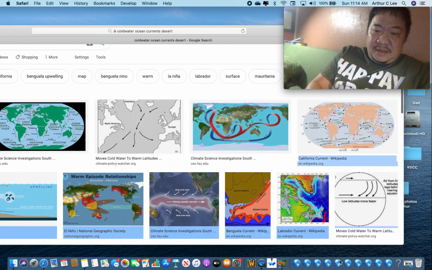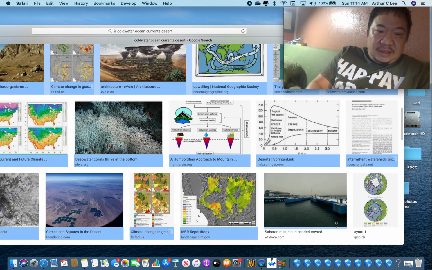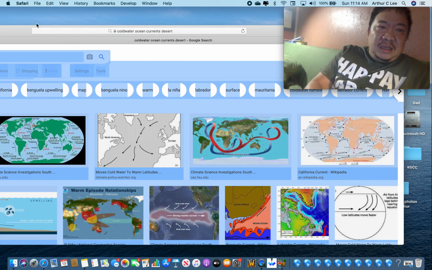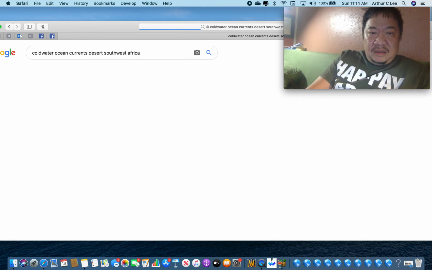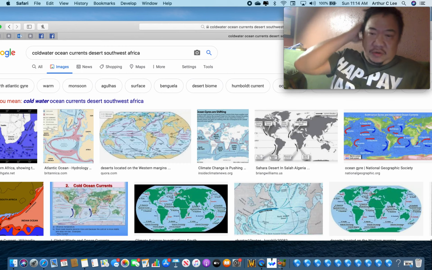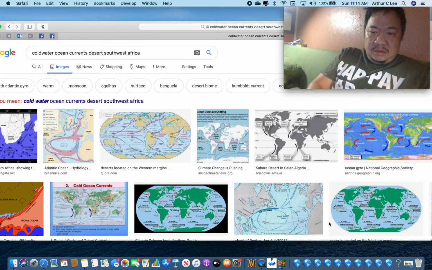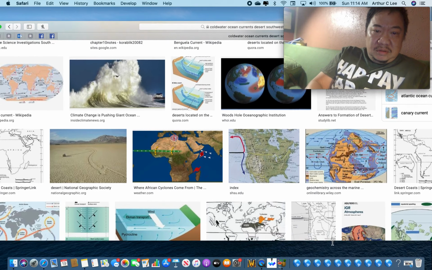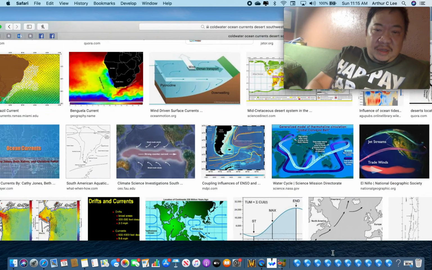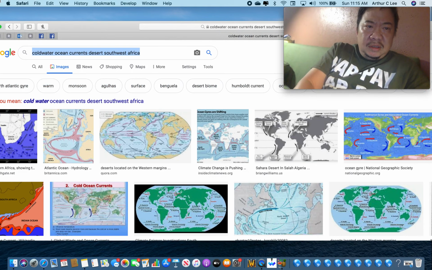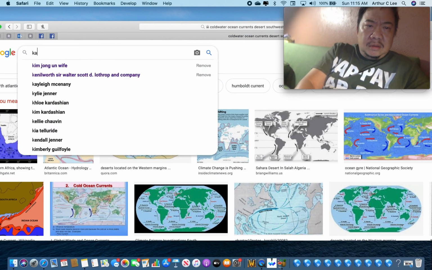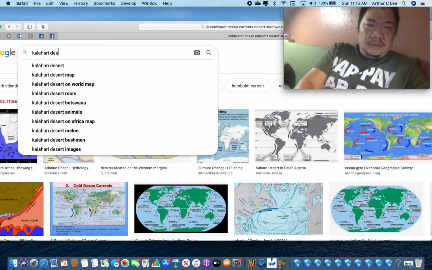Let me see if I can find a picture of a desert like that. Let's take a look at Southwest Africa. I don't know if you read about this in your history books. I'm trying to get a good picture of it for you. I forget what it's called. I think it's called the Kalahari, but desert.